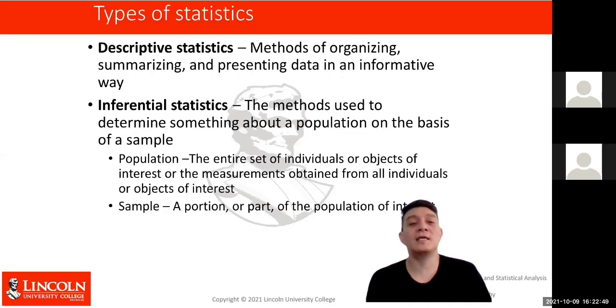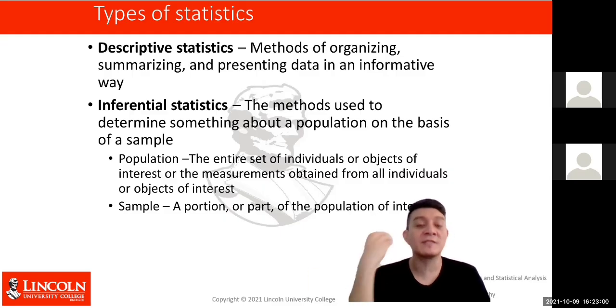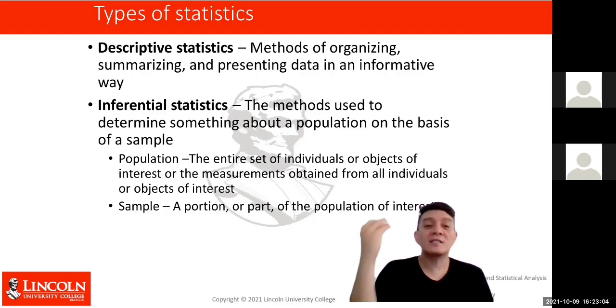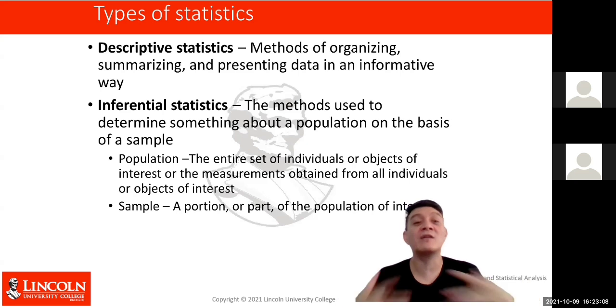Types of statistics. Descriptive statistics are methods of organizing, summarizing, and presenting data in an informative way. Inferential statistics is the method to determine something about the population on the basis of a sample. Inference is diagnosis. When you say describe, you're just organizing, summarizing, and presenting data in an informative way.